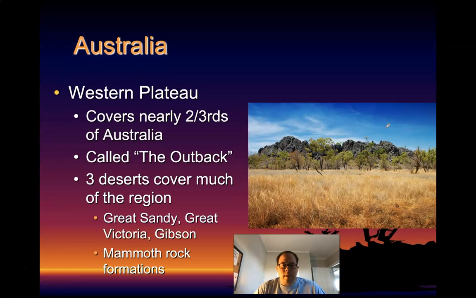there's also the Western Plateau, which covers nearly 2/3 of Australia, or it's called the Outback. There's three deserts that cover much of the region: the Great Sandy, Great Victoria, and the Gibson. And there's very large rock formations.